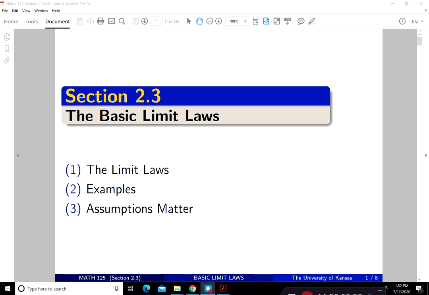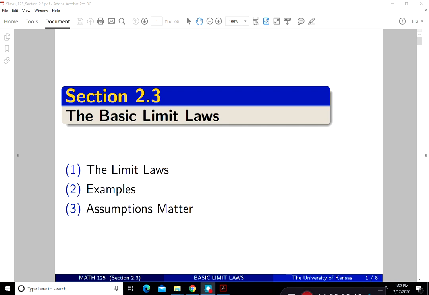Section 2.3, the basic limit laws. First is the limit laws, then examples, then assumptions matter. And that existence of the limit matters in computing limits, basically.